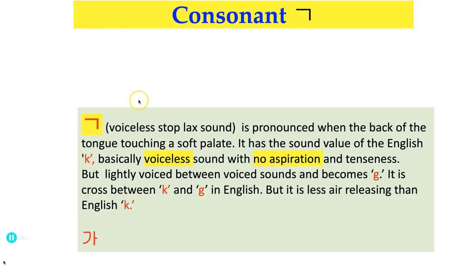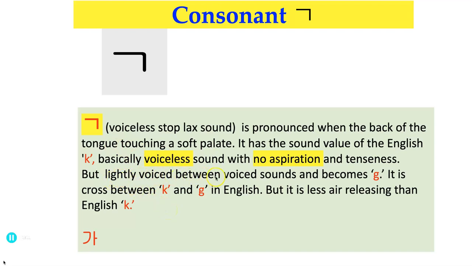Okay, then we are going to go over each sound one by one. The first letter, this kind of shape, is a voiceless velar stop sound, a plain sound. It's pronounced when the back of your tongue touches the soft palate. 가. It has a sound value more like the English K sound, basically a voiceless sound with no aspiration and tenseness. Ka, ka, ka. It's not ga, and it's not ka.